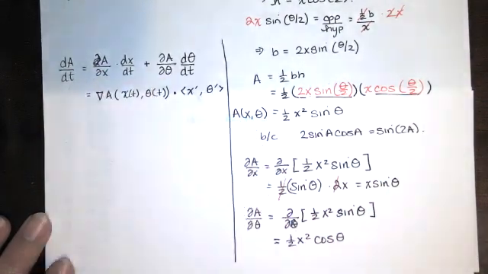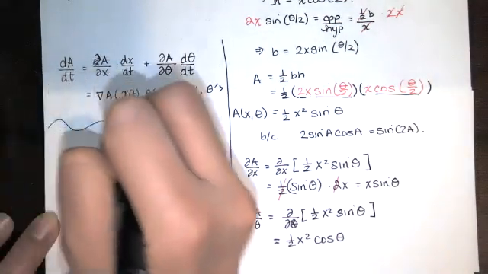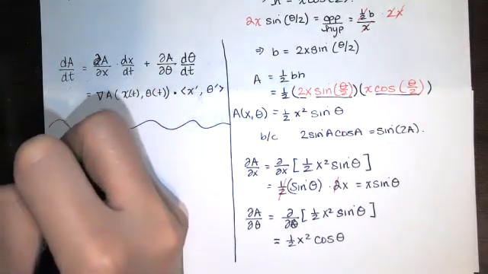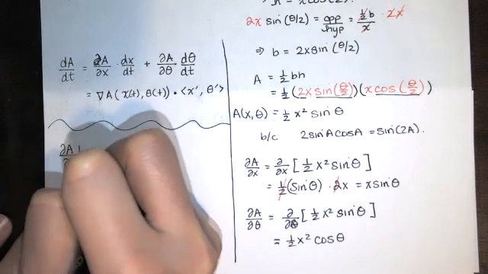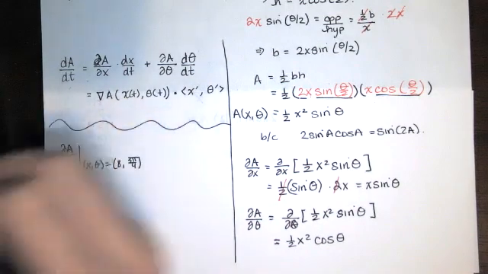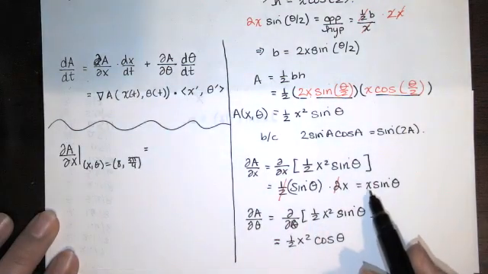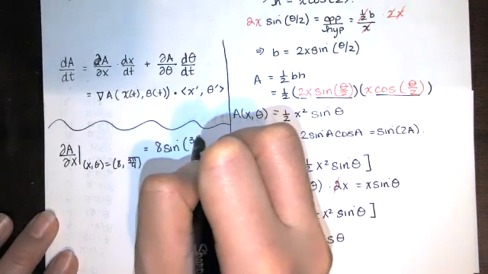We can substitute those here and here. If you want to, you could also just substitute in the values of theta and x that were given to us. So that's a possibility as well. Actually, let's do that here. The partial of A with respect to x evaluated at x equals 8 and theta equals 3 pi over 4 is x, which is 8, times sine of theta, which is 3 pi over 4.